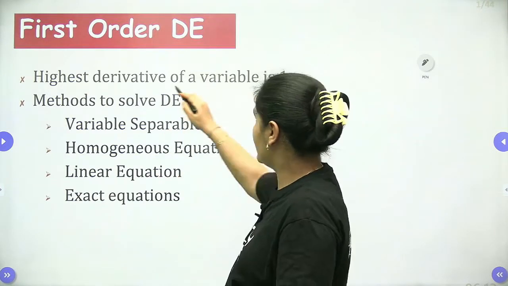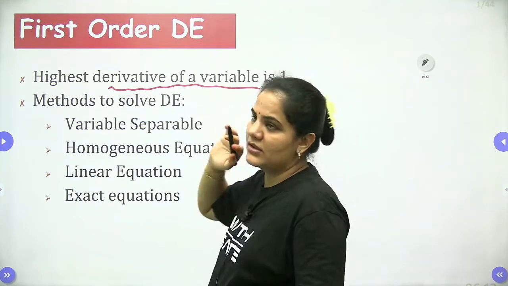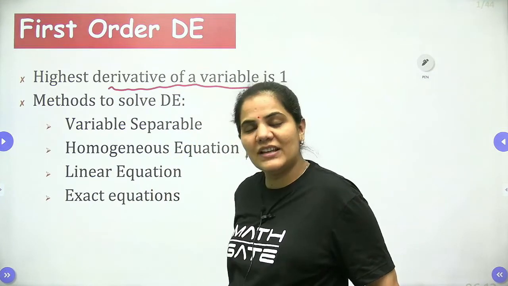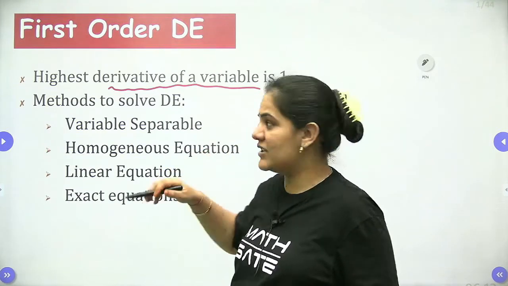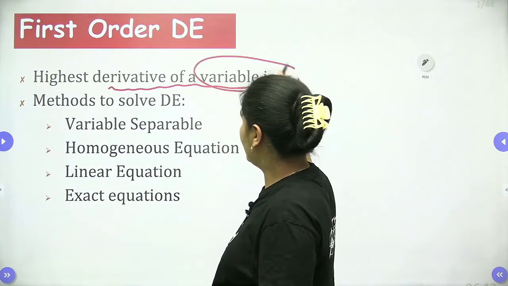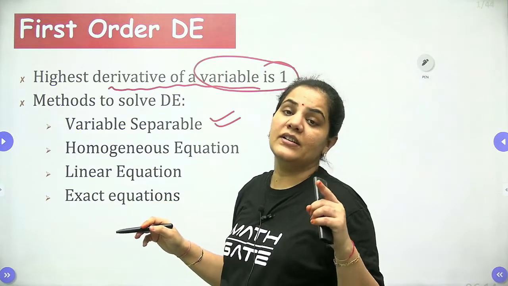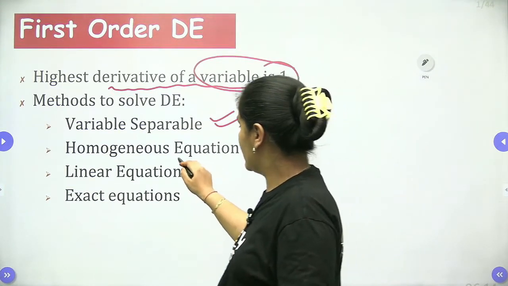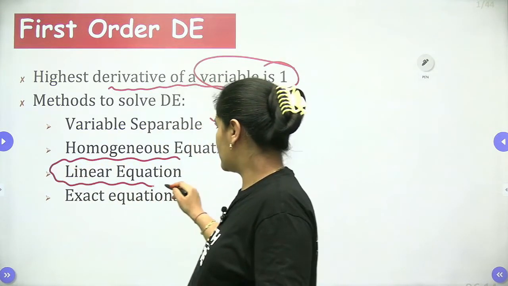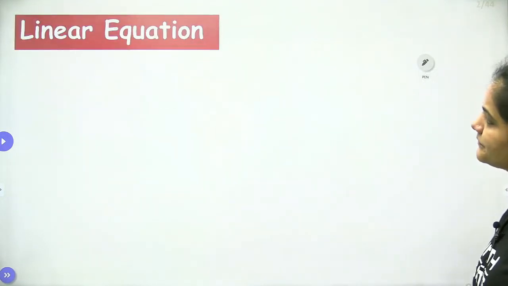As you know very well, we were discussing the highest derivative of a variable, that is, first order and first degree differential equations whose highest derivative is 1 only. We already discussed variable separable, reducible to variable separable, homogeneous and non-homogeneous. Now in this lecture we are going to start with the linear equations. So let's start with the linear.